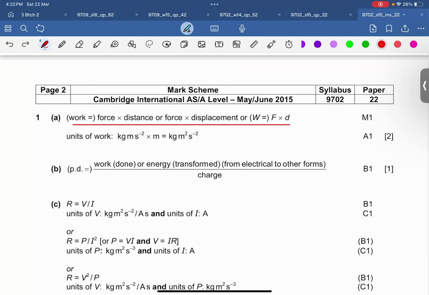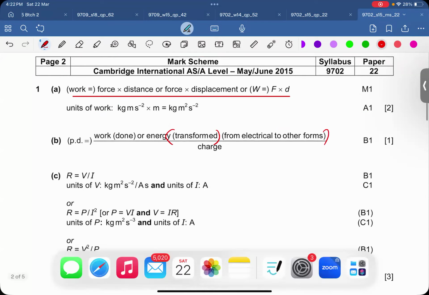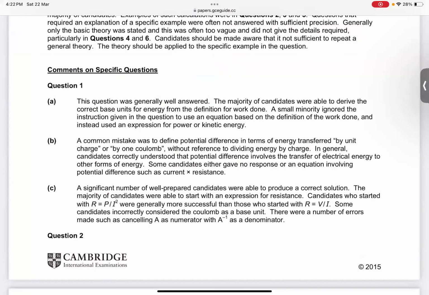इसकी definition को वो देख लेते हैं. Okay, they're saying work done or energy transferred per unit charge. So bracket लगी हुई है, which mean if you want to write you can, if you don't you can just ignore. But यहाँ पे देख लेते हैं. A common mistake was to define the potential difference in terms of energy transferred by unit charge. Okay, energy transferred by unit charge or by 1 coulomb without referring to divide the energy by charge. Okay, so you cannot write energy transferred by the unit charge, you have to write energy transferred per unit charge.